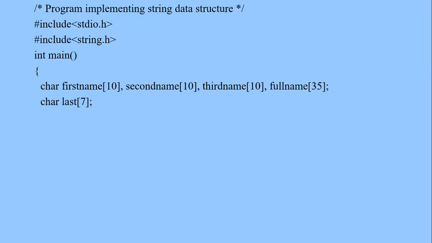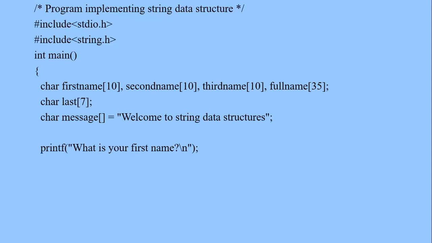Then we have another memory location that we are calling last, which is to accommodate a maximum of 7 characters, and they are all of type char. So it is an array of characters. Then we have a memory location called message, which is going to hold content of type char, but in this case we are assigning a string constant into it. And that string constant is: welcome to string data structures.